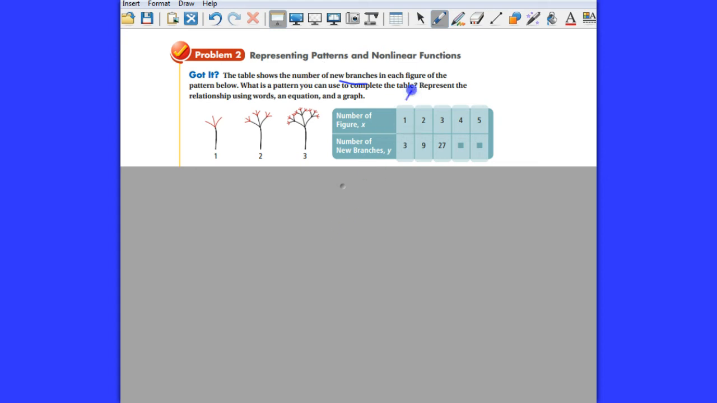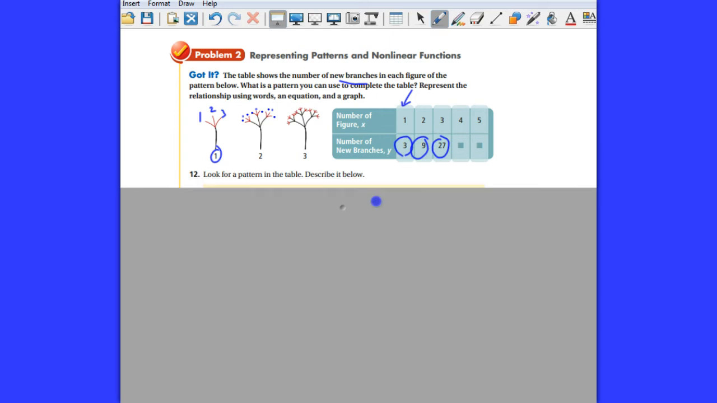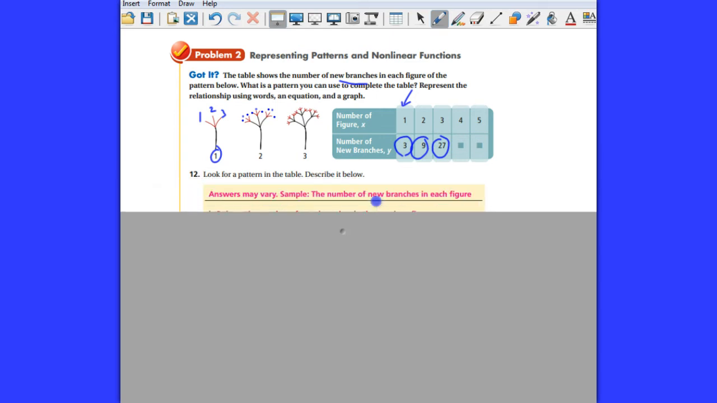Okay, so on the first figure, figure 1, there were 3 new branches. See, that's figure 1, and it's got 1, 2, 3. All right, in figure 2, there's 9. You see, 1, 2, 3, 4, 5, 6, 7, 8, 9. 9 new branches. And the third one was 27. So they're wanting to know what would happen if you continued that pattern. Well, let's come back to that in a moment.